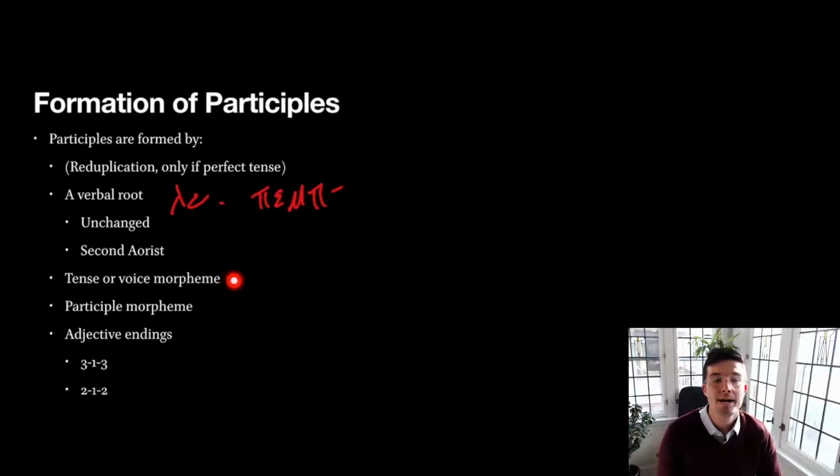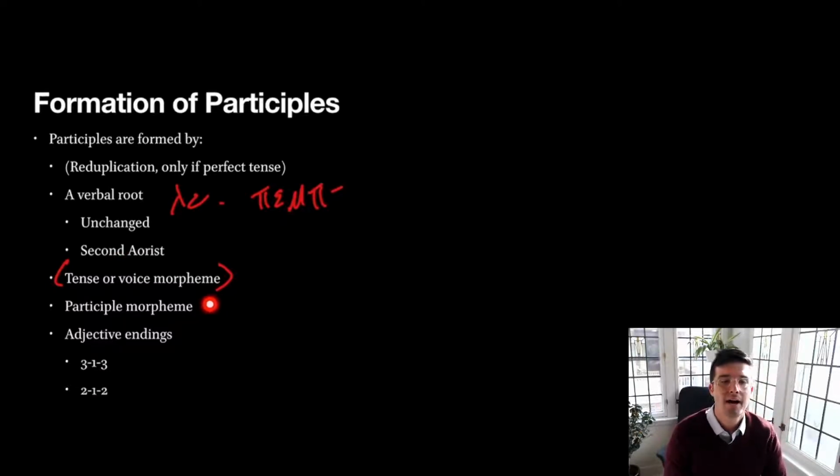Next, the tense and voice morpheme. This one may or may not be present, so I guess it should probably be in parentheses too. They may or may not have a tense or voice morpheme, and there are different sorts of tense and voice morphemes that we'll look at in a little bit here. Many of them are going to be very familiar to you. Some of them are going to look exactly like other morphemes you've already seen, and some of them are going to look very similar to other tense and voice morphemes you've already seen with respect to indicative verbs.